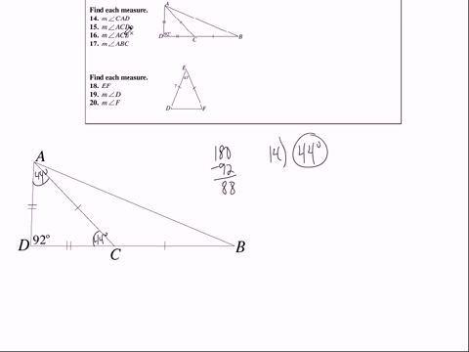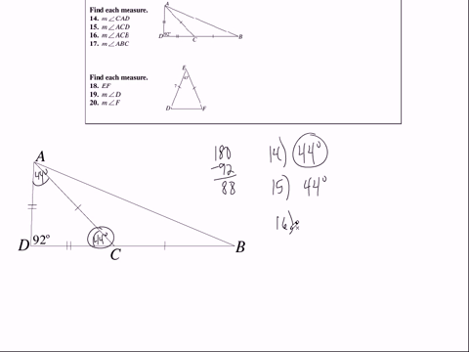All right, let's take a look at number 15. Same picture, same information, different angle we're trying to solve for: angle ACD. That's the angle we found earlier, so I don't have to do any work for that. I already did the work. So number 15 is the same exact angle, which is 44 degrees as well. All right, let's keep going.